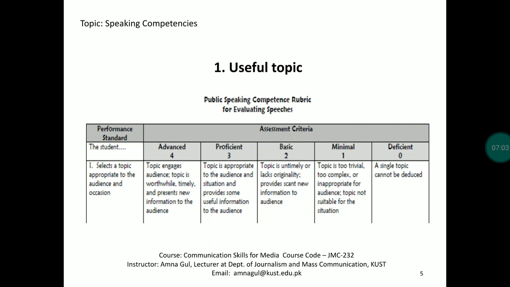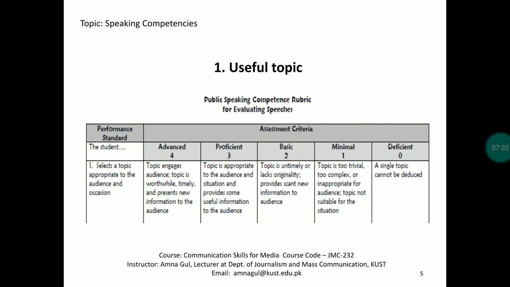Now, someone who is on the advanced level, that person's topic engages the audience, the topic is worthwhile, timely, and presents new information to the audience. Now compare it to the deficient one. For example, I'm speaking from the very end of the table. A single topic cannot be deduced from the speech or the presentation. So can you see the difference? I leave the slide a little longer. I want you to go through it.